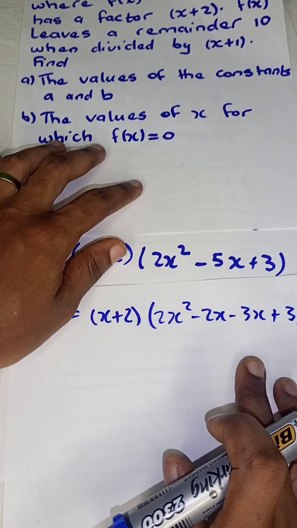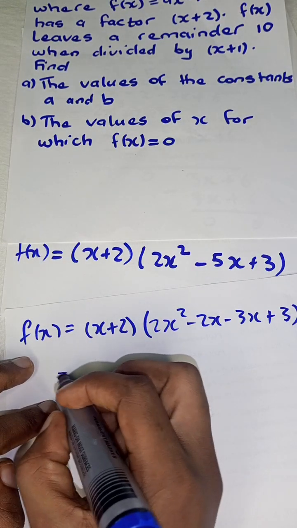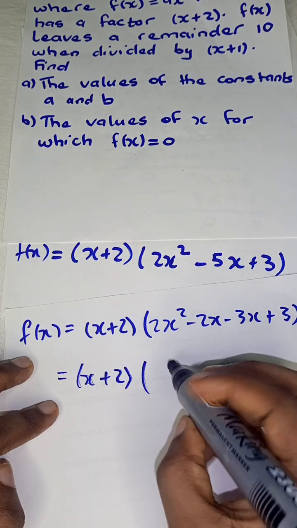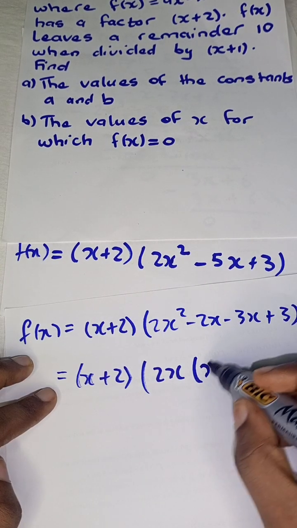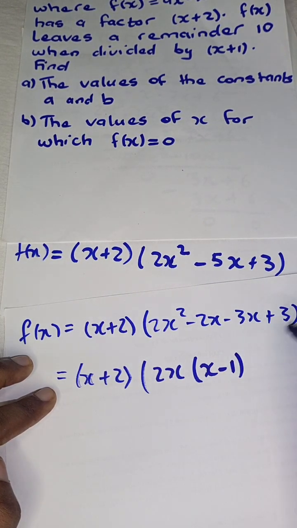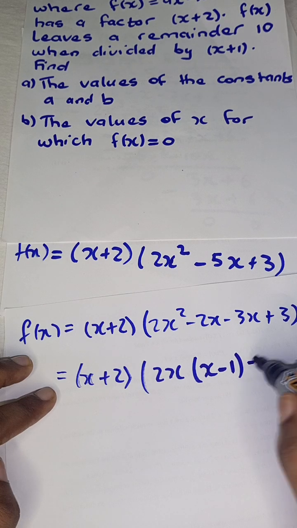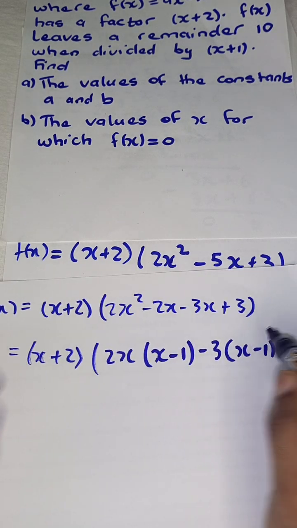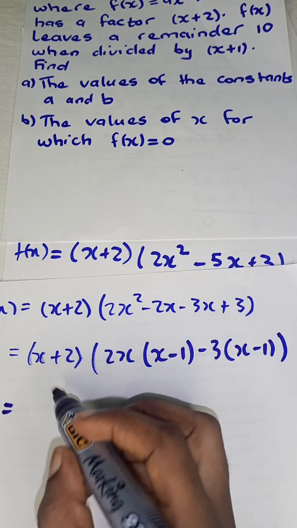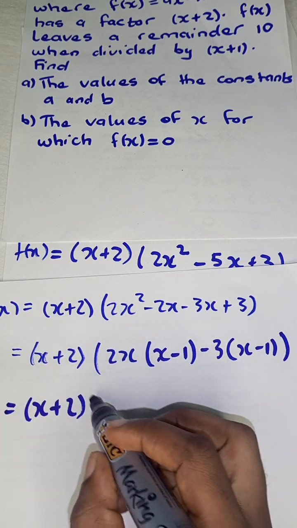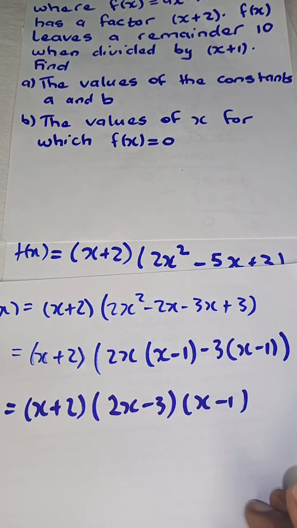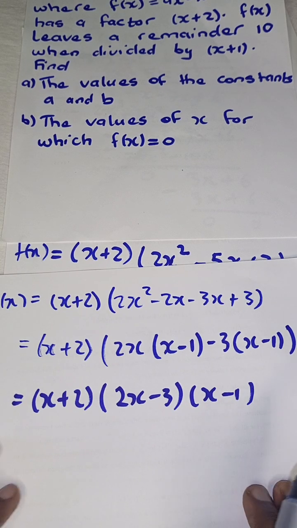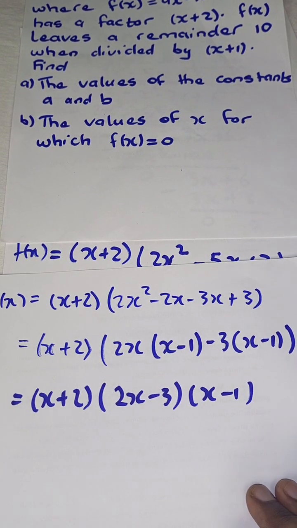And so we're going to have x plus 2. From these first two terms, you factor out 2x, so you are going to be left with x minus 1. And from here, you factor out negative 3. You're going to be left here with x minus 1. And that's going to give us x plus 2 into 2x minus 3 into x minus 1. And at this level, we've completely factorized f of x.